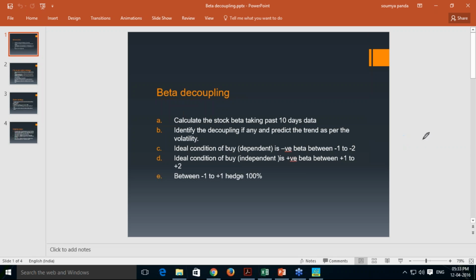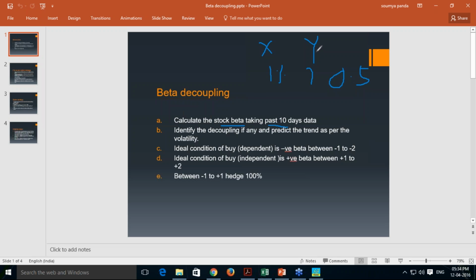What we do in this method is calculate the stock beta by taking the past 10 days of data. What is beta? Beta is the sensitivity of one stock with respect to another stock. Meaning, if you have two different stocks called X and Y, if X changes by 1%, how much percentage change can Y give? That is known as beta. If the beta of X and Y is 0.5, this says that if X changes by 1%, Y will change by 0.5%. This is a mathematical assumption we are deriving.